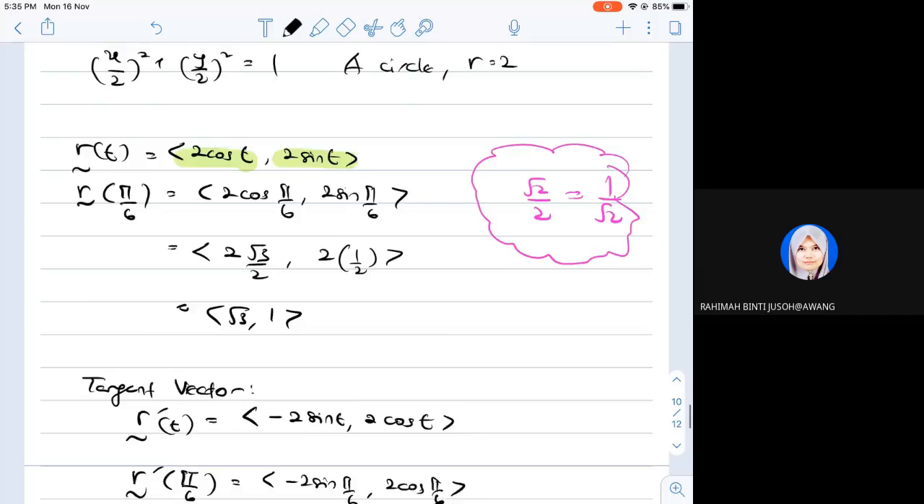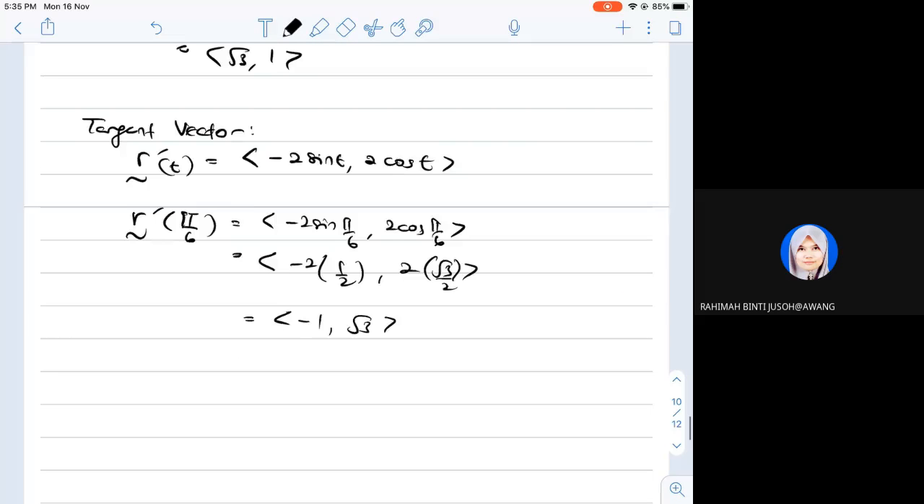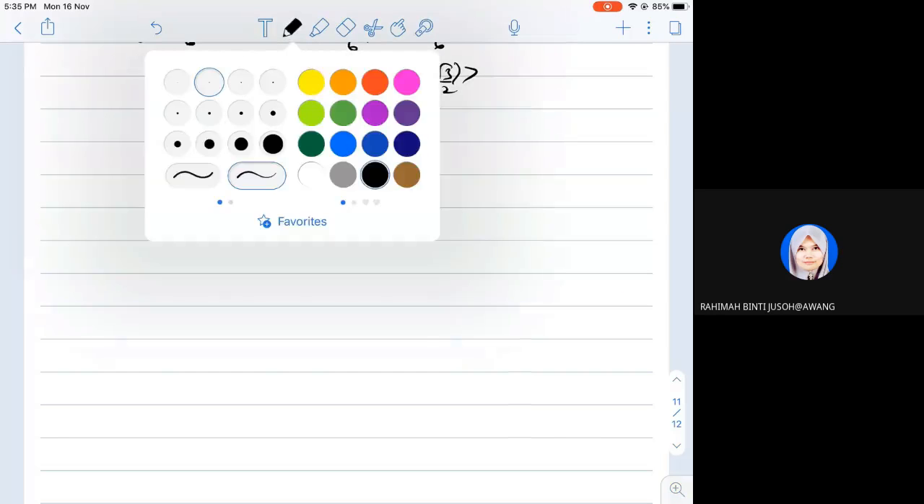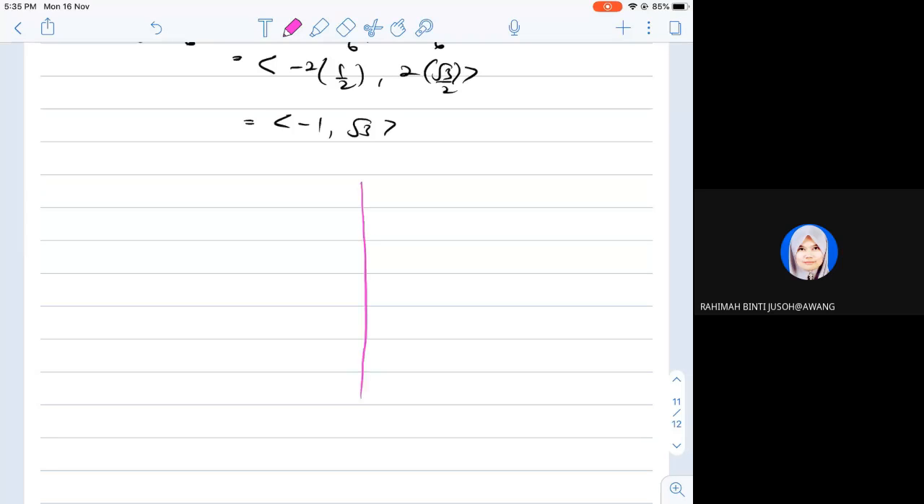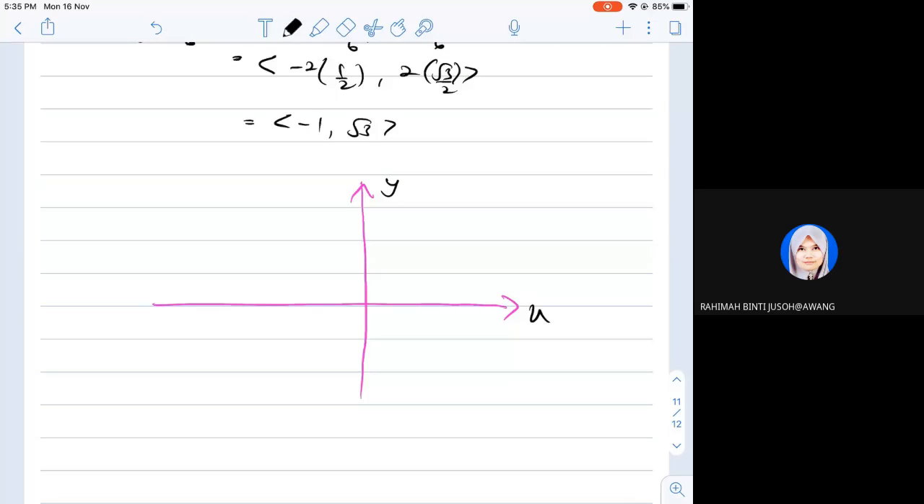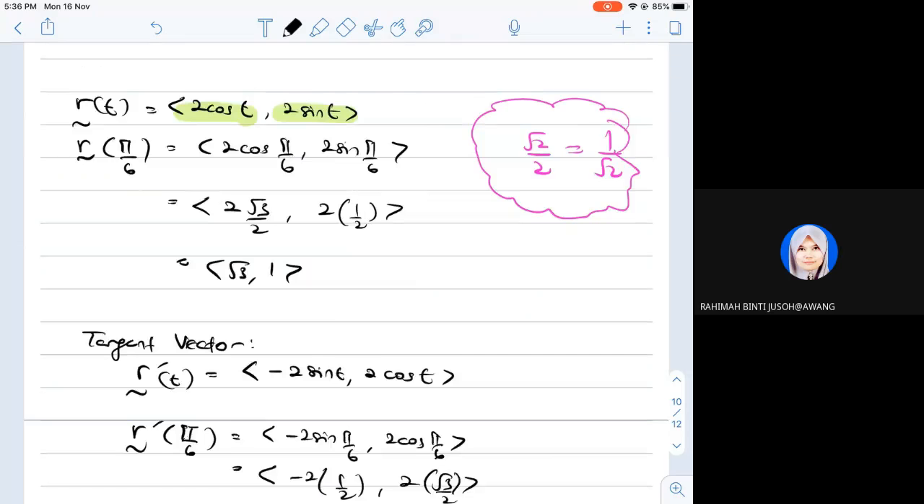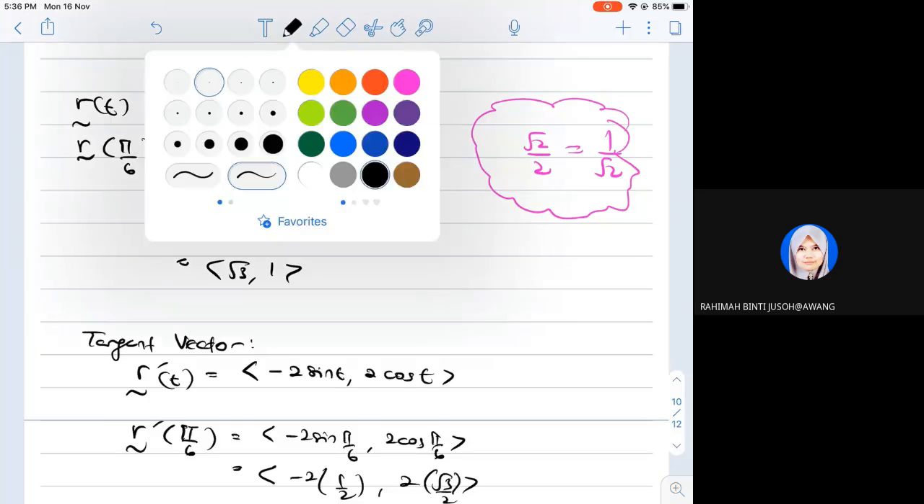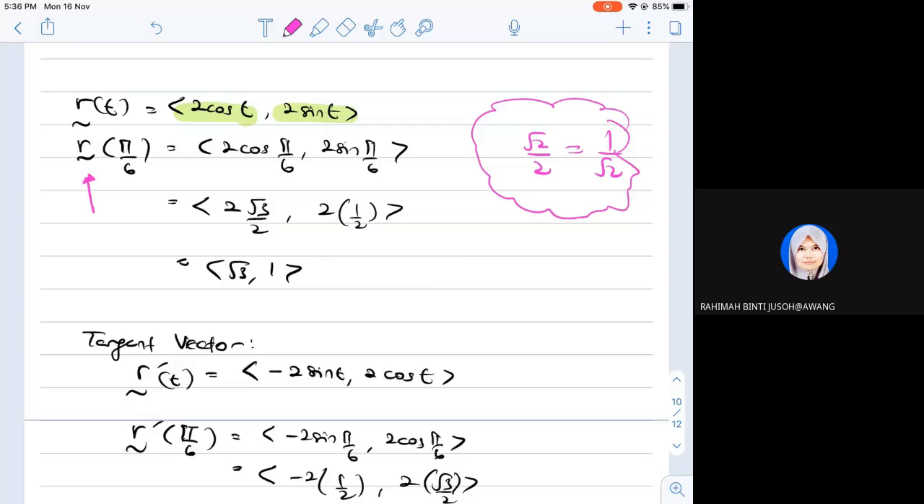Okay, so let us sketch the tangent vector. Previously we have a circle with radius 2, right? So we have this x and y. So we draw it like this. Okay, settle. This is 2, this one is 2. Now we want to plot our vector, the position vector. Okay, this is called the position vector. This is the position vector, r only. Position vector.